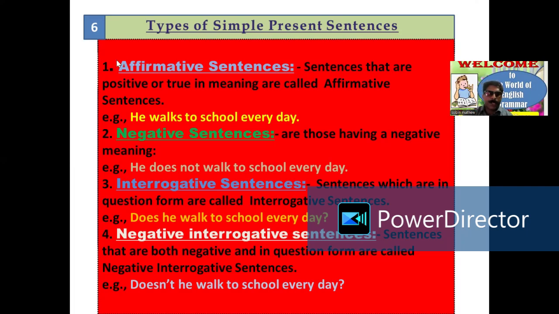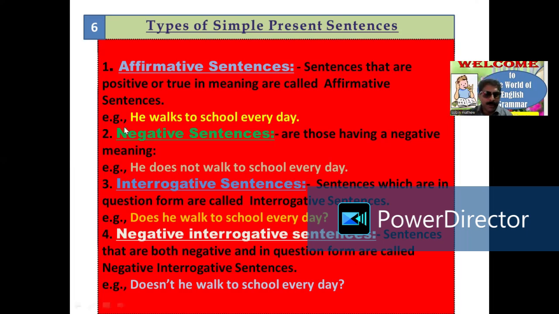Affirmative sentences are positive statements like he walks to school every day or I walk to school every day. Siddharth, can you try to make an affirmative sentence? Yes, sir. Siddharth responds to the teacher's question, like, I play football, right? Correct answer from Siddharth.